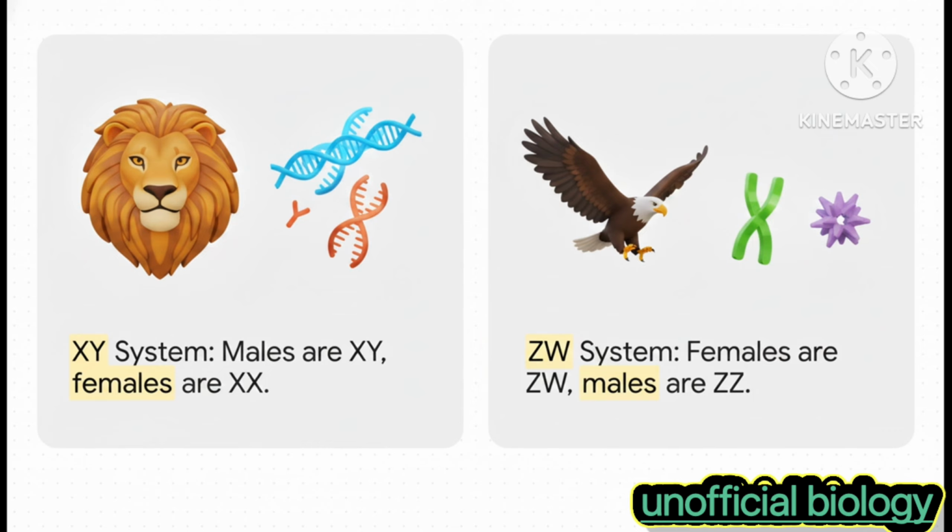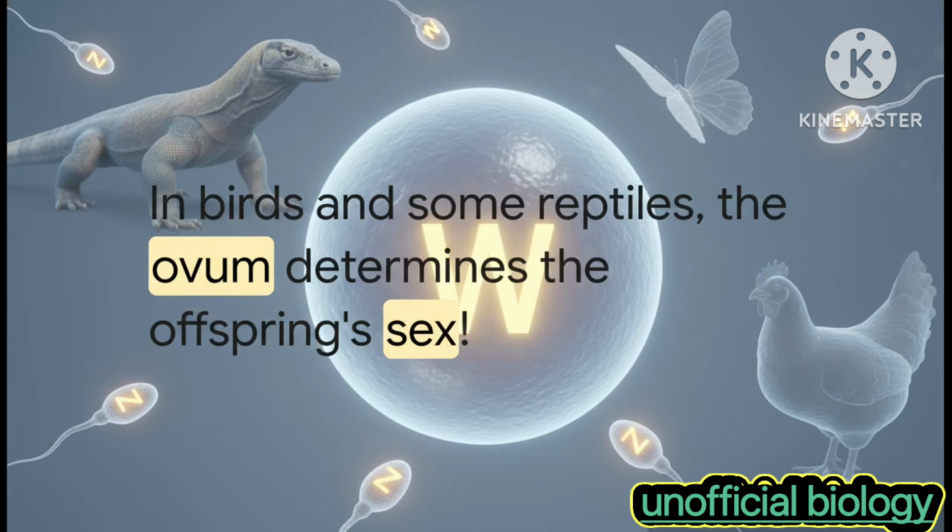But nature has other methods. In the XO system, which you find in a lot of insects like grasshoppers, females have two X chromosomes, but males only have one. They're simply X0, lacking a second sex chromosome entirely. But then, you've got the ZW system, where the entire dynamic is completely flipped. Here, it's the female's ovum or egg that determines the sex of the offspring, not the sperm. Komodo dragons, butterflies, and even the chickens at your local farm all use this female heterogametic system, where males are ZZ and females are ZW.